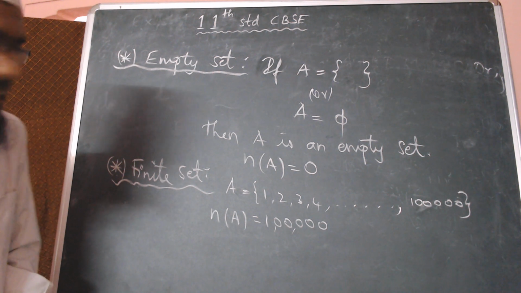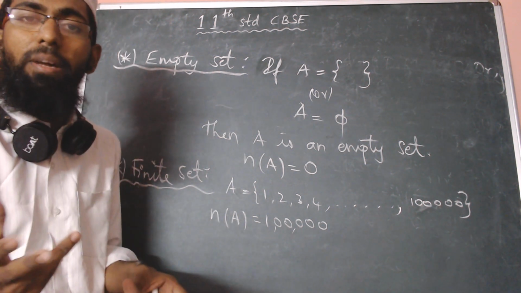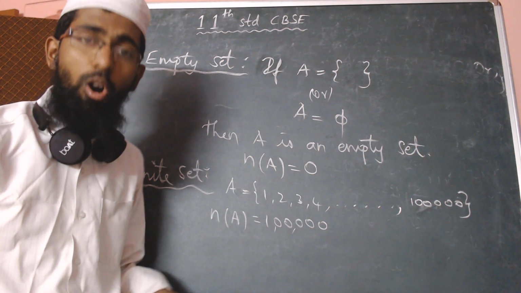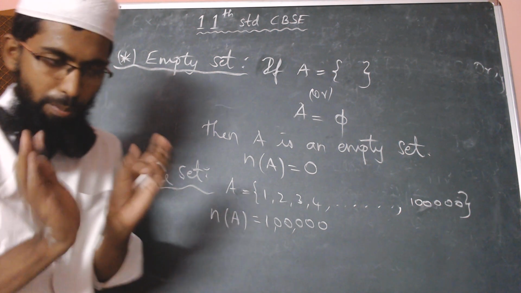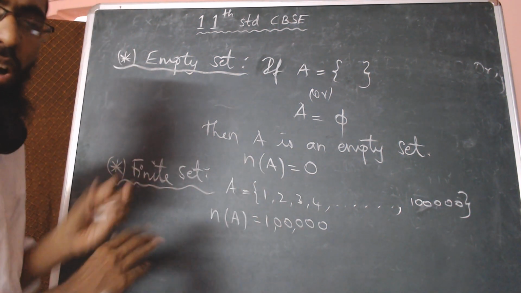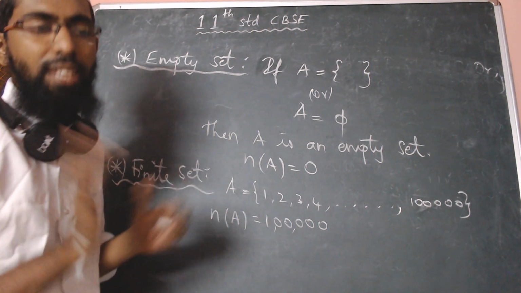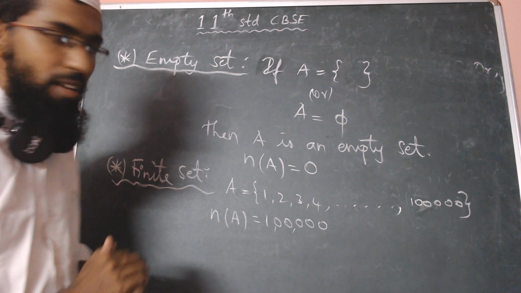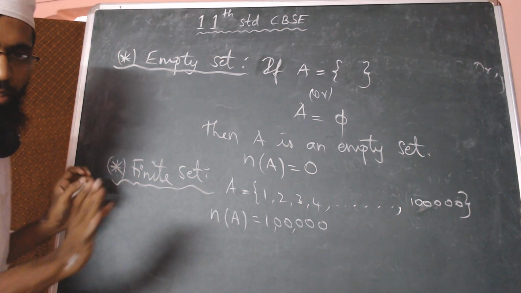So if the number of elements in a set is a definite number, then it is a finite set, even though the number is huge, even though it is 1 lakh or 1 crore or 1 billion or 1 million, 1 trillion, whatever it is. If you can tell that this many elements are there in this particular set, or we can tell like this: if the number of elements in the set is a definite number, then it is a finite set, right?